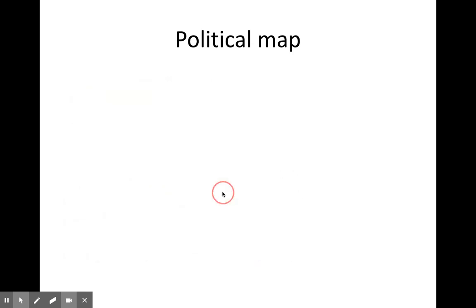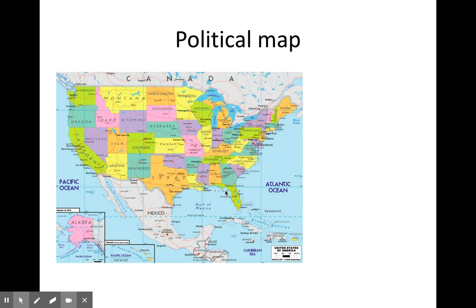So what is a political map? A political map is one showing location. When I think of political maps, I think of a map similar to this that has the maps of the states. Or if it was even broader, a map of the continents is a political map. It shows boundaries between states, between areas.